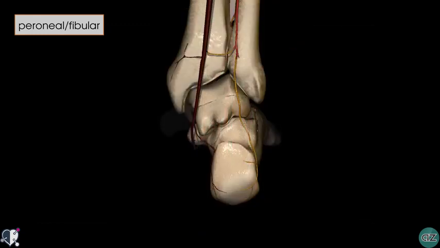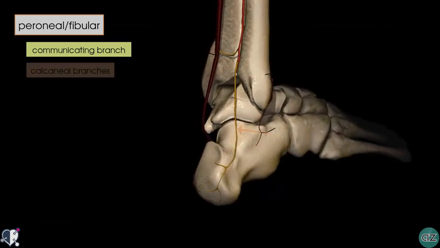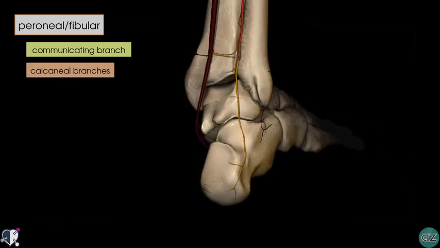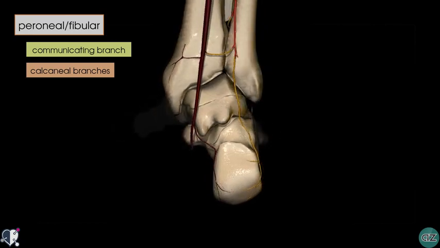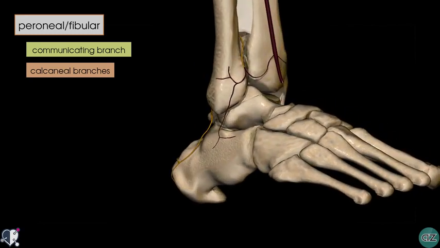So looking at the distal branches, the fibular artery, which you can see here, gives off a communicating branch which anastomoses with the communicating branch of the posterior tibial, and then it also gives off this calcaneal branch, and it also has branches which anastomose with the anterior tibial branches. So if I just rotate the model around anteriorly, you can see these branches which anastomose with the malleolar branches of the anterior tibial artery.